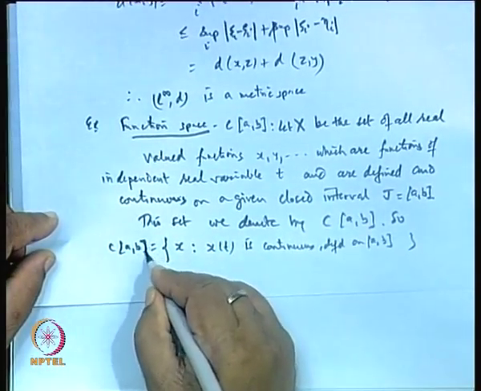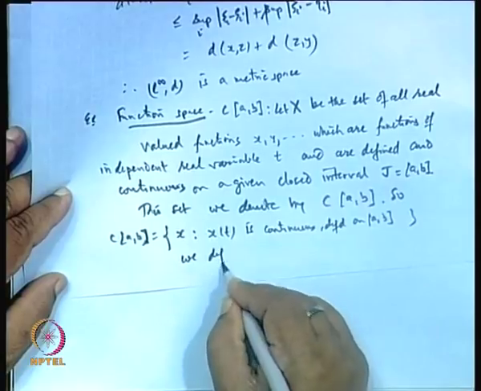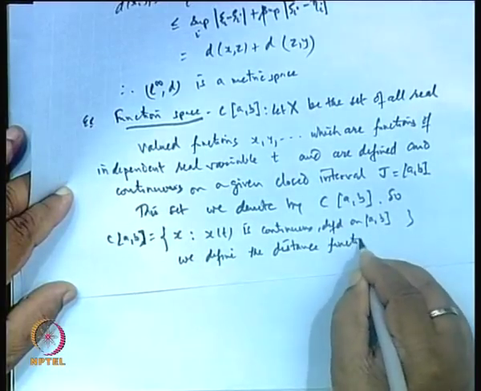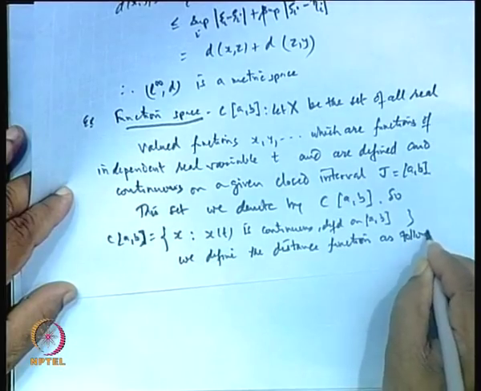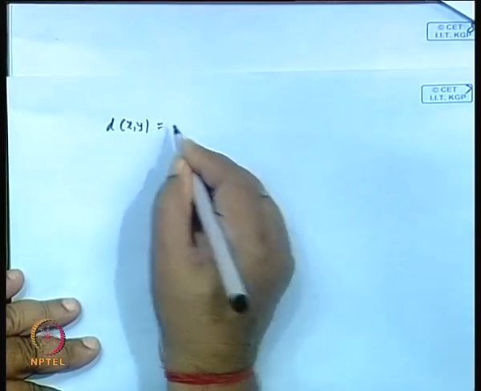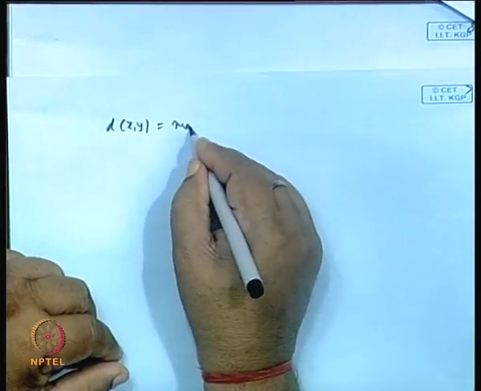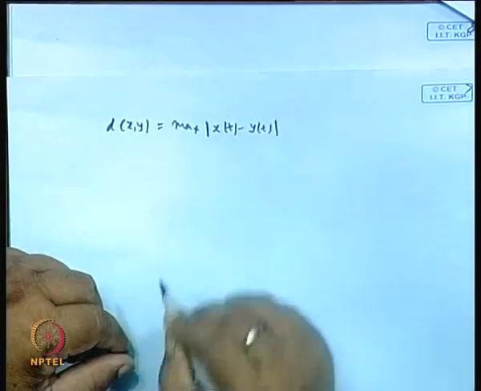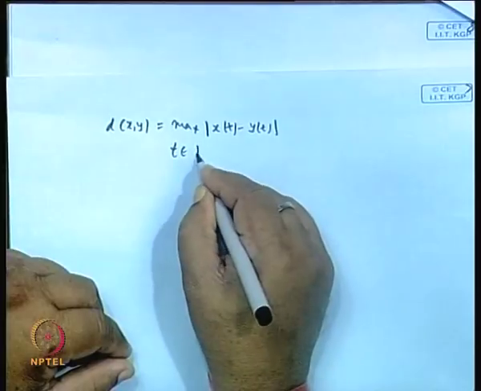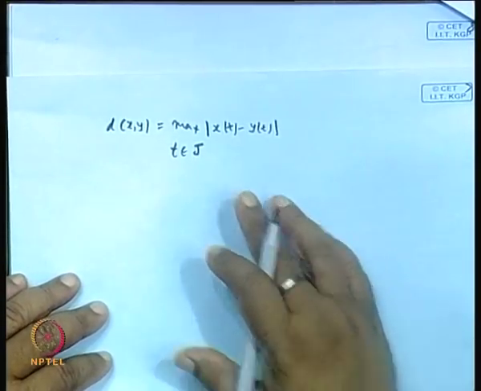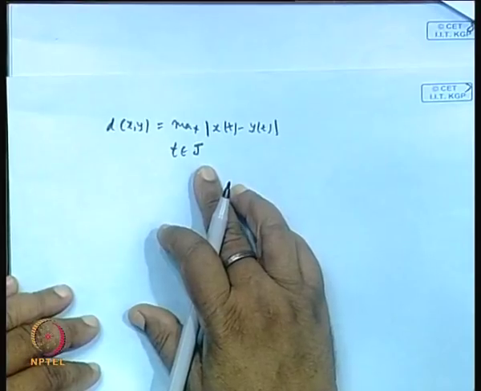Now, over this C[a,b], we define the notion of distance, the distance function, as follows. d of x y is the maximum of |x(t) minus y(t)| when t belongs to the closed interval [a,b], where the maximum denotes the maximum value of this difference over all t in the interval [a,b].